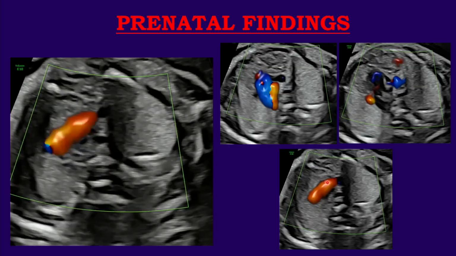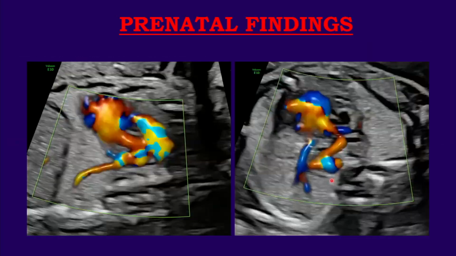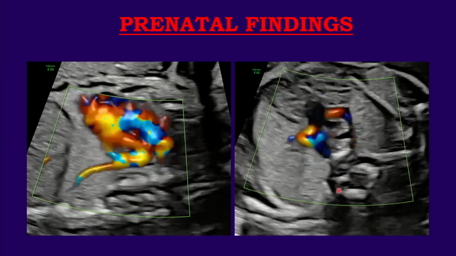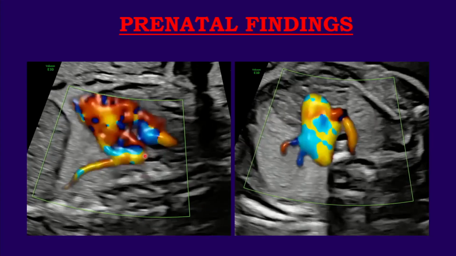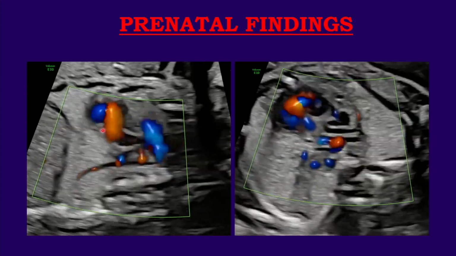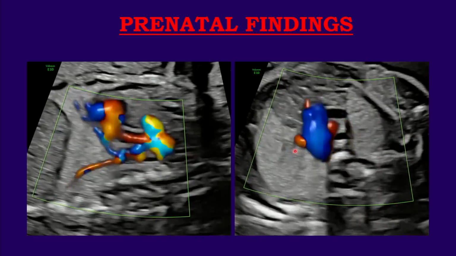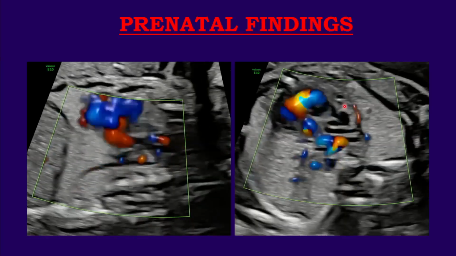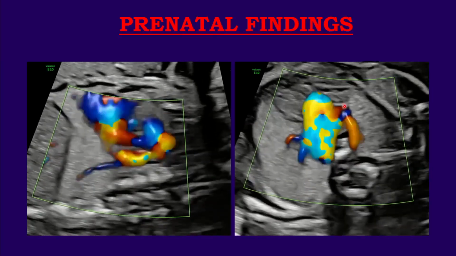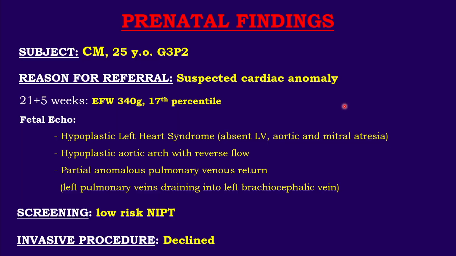Again, supracardiac anomalous venous return in this case is just partial, because only the left pulmonary veins are involved, and this is on the sagittal plane, we can see how the left pulmonary veins form that vertical vein that drains to the brachiocephalic and then to the SVC. And this is also what was confirmed postnatally, and that was partial anomalous pulmonary venous return in association with hypoplastic left heart syndrome.